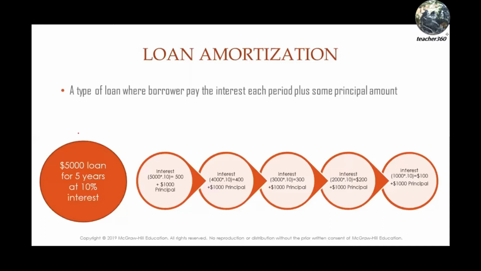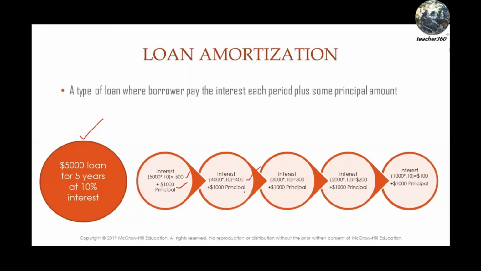You can see, you take a $5,000 loan for 5 years at 10% interest. In the first year, you pay $500 as interest on your principal at the rate of 10%. And you pay another principal amount of $1,000 as per your contract. In the next year, your remaining principal amount is $4,000. So your interest on $4,000 at the rate of 10% is $400.